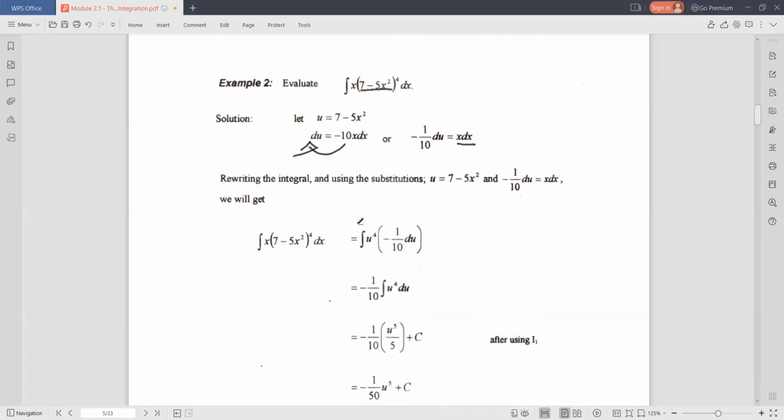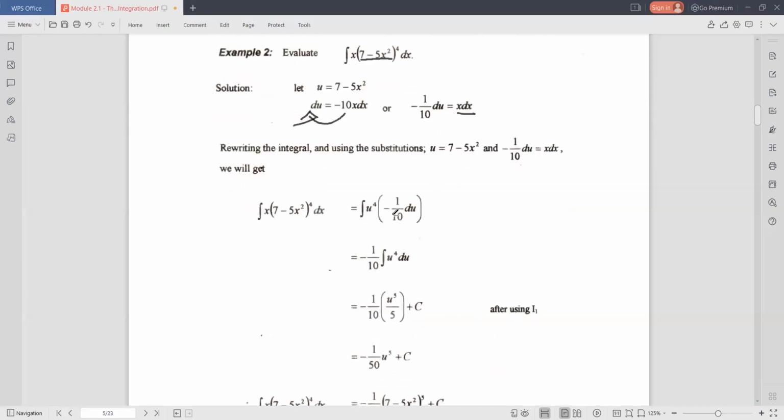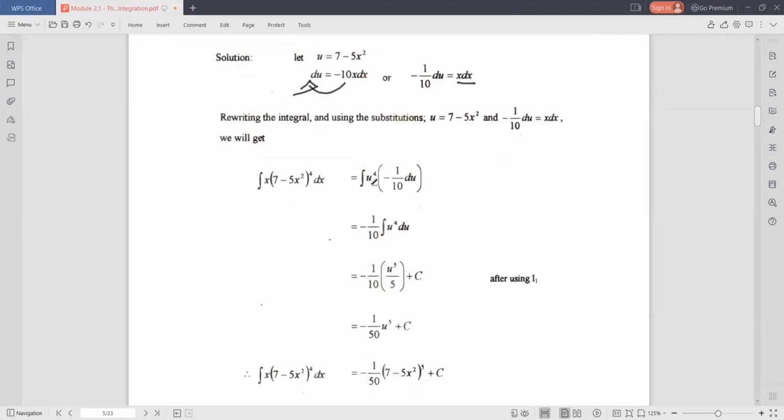So rewriting the integral and using the substitutions. So we have u is equal to 7 minus 5x squared. And we have negative 1/10 du, which is our x dx. So we will get this formula. So that is integral of u raised to 4, and then yung x dx natin is ito. Okay, that is negative 1/10 du. Okay. Then labas natin yung constant, which is negative 1/10 dito sa labas. Then we integrate the remaining function, that is u raised to 4 du.